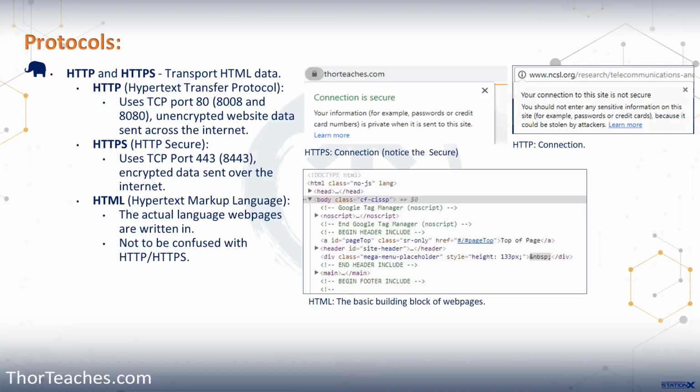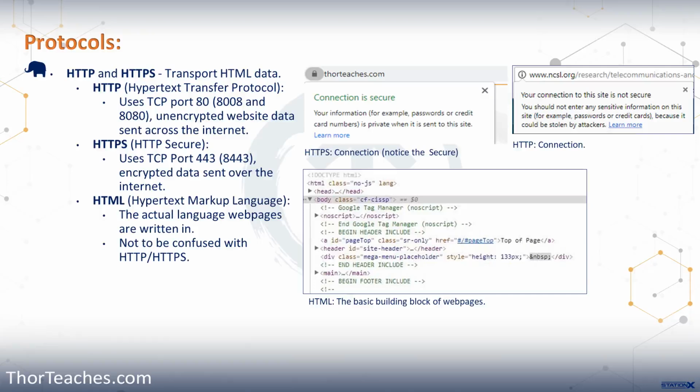If you look at the images over here on the right at the top, you can see first thorteaches.com. It has a little padlock next to it. That is a secure connection. Then the one further to the right, that is not a secure connection. That is just HTTP.